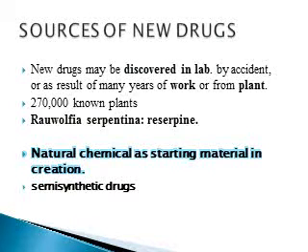Sources of a new drug. Where can we get a drug from? As you know, we have different sources for the drug. Like what? A drug may be discovered in the lab by accident or by many years of work, or from a plant. We have 270,000 known plants like Rauwolfia and so on.